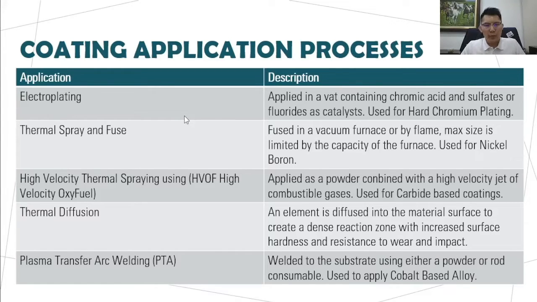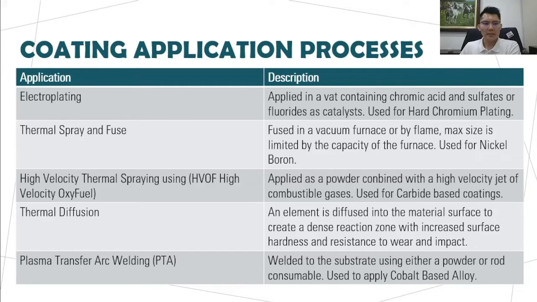On the first one, electroplating, it is a wet process containing chromic acid and sulfates or fluorides as catalyst. Basically, electroplating is used for the hard chrome and also for ENP, electroless nickel plated. I will talk more about that later.